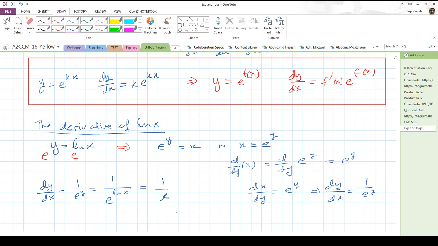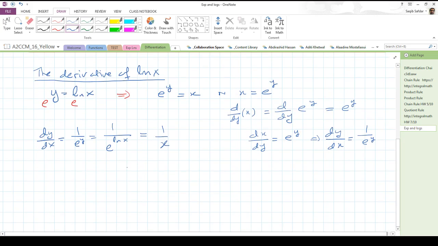Okay, and we'll look more into this when we start doing the integrals as well, because it comes into play quite a bit when you look at the integration of certain functions. What is probably worth copying down is: if y equals ln x, then dy over dx is 1 over x, and that's the result we need to be aware of.